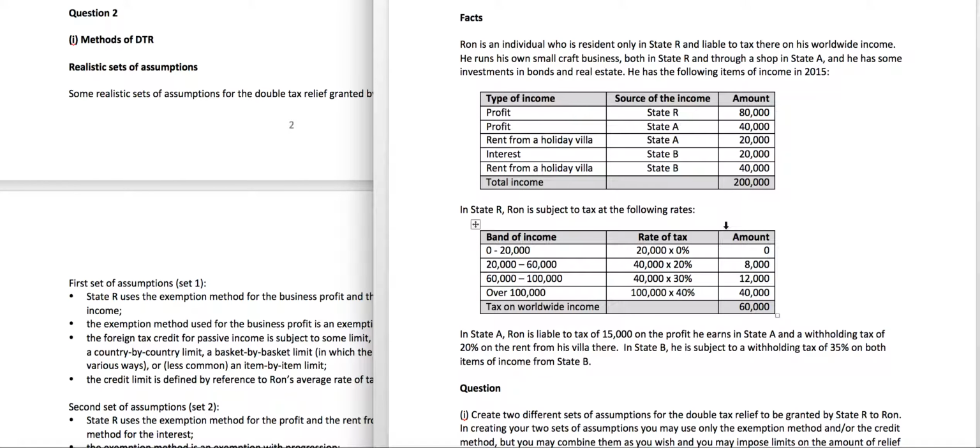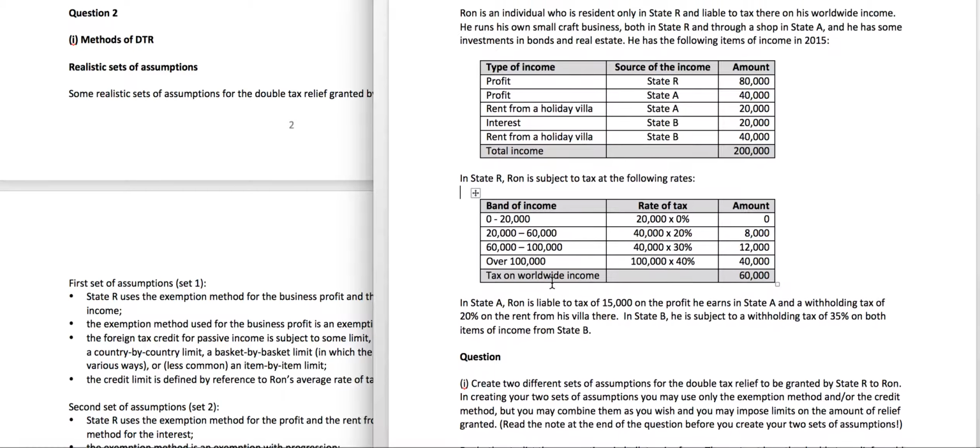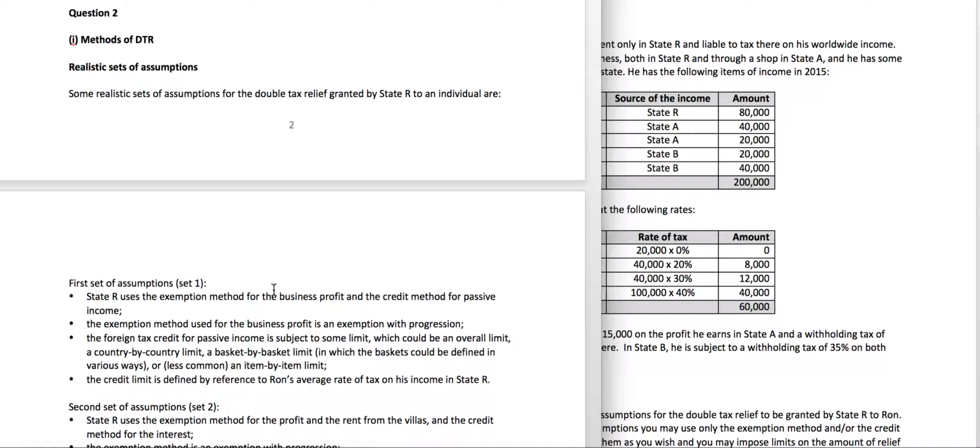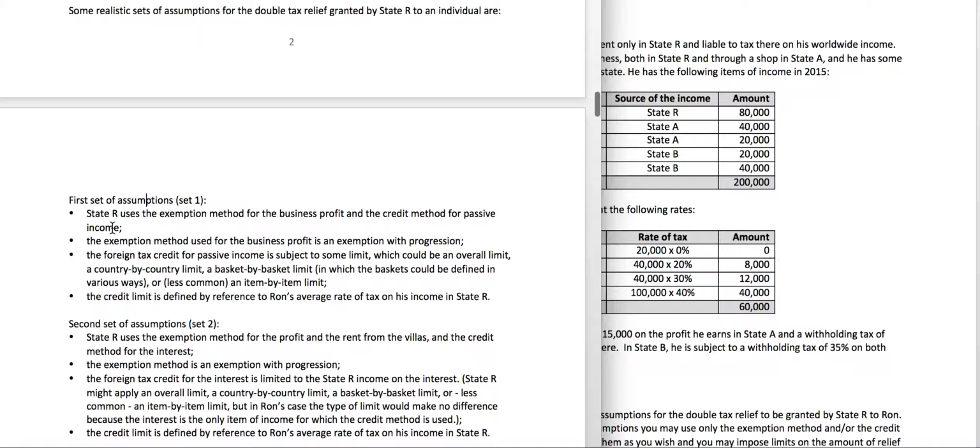So let's stick up over here with our tax bracket and where income is coming from. We're going to deal with a realistic set of assumptions first. Some realistic assumptions for the double tax relief granted to state R or to an individual R. So the first set of assumptions is state R uses the exemption method for business profits and the credit method for passive income. The exemption method used for the business profit is an exemption with progression.